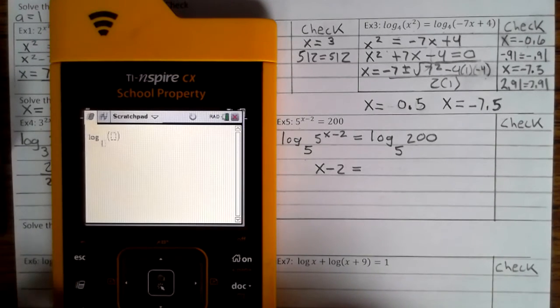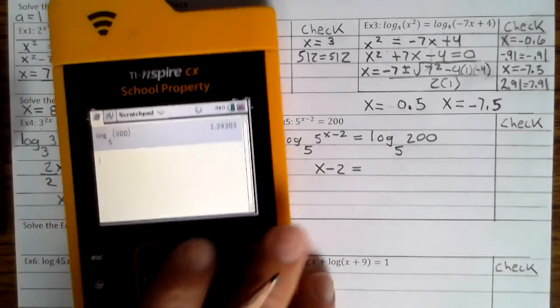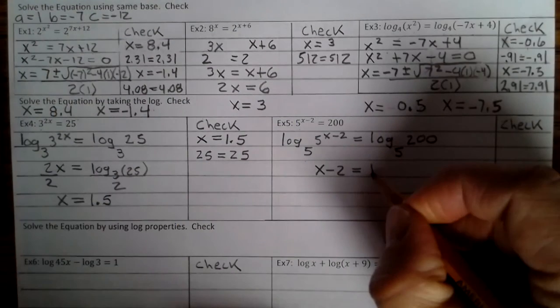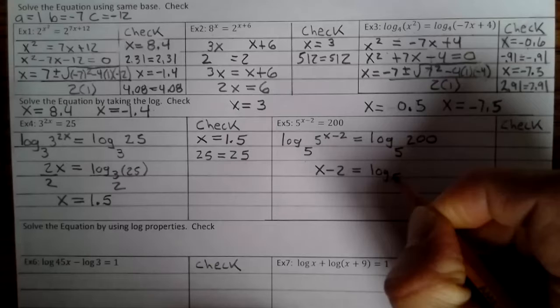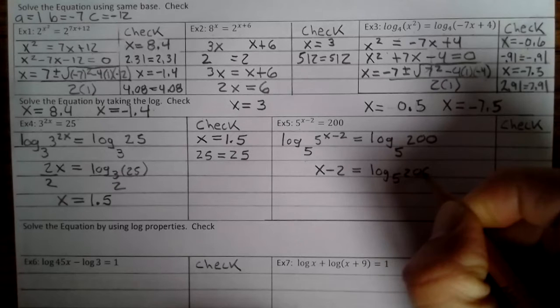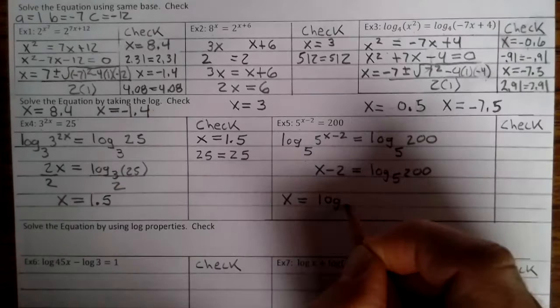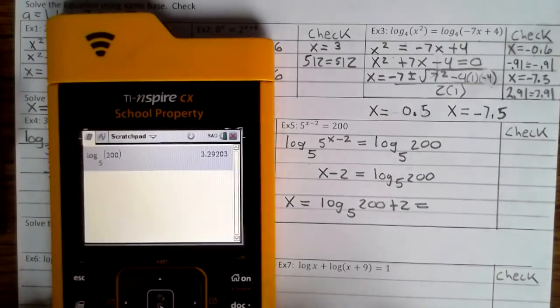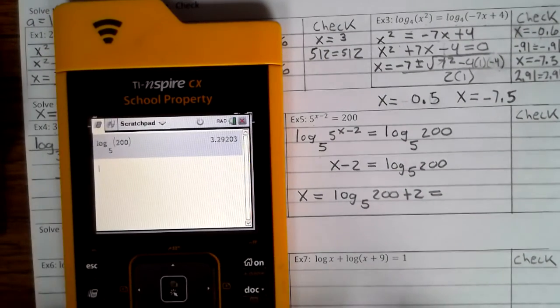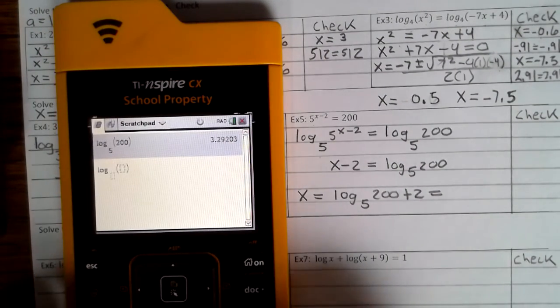We're going to add 2 to both sides. So x equals log base 5 of 200 plus 2 equals, so let's do that in a calculator. So control log base 5 of 200 plus 2 is 5.29. Let's just say it is 5.3. Okay, so now let's check.